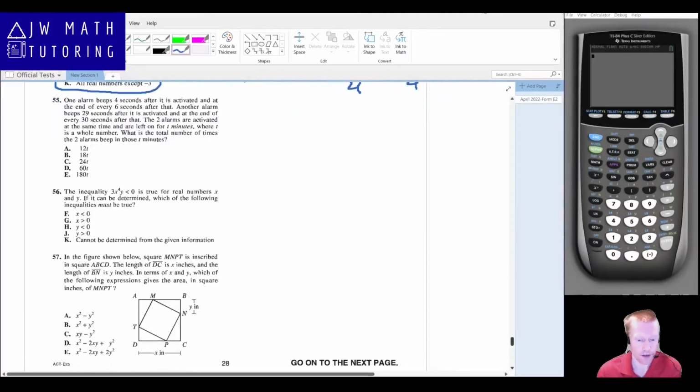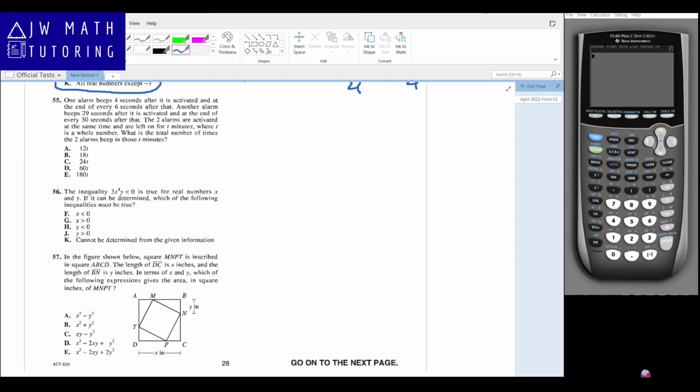Next, below it, we have problem number 55. Again, one of the more difficult problems on this test. So you have an alarm. It's basically beeping. It beeps at 4 seconds, and then every 6 seconds after that. You have another one that goes at 29 seconds, and then every 30 after that. And it wants to know, for some variable number of minutes, what is the total number of times both of the alarms combined are going to beep over those minutes.